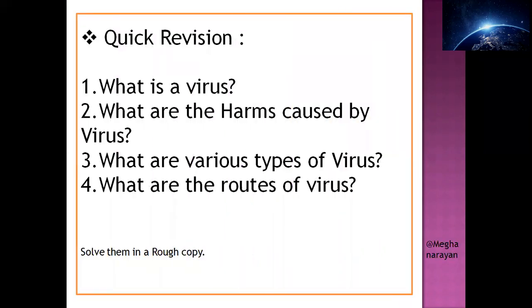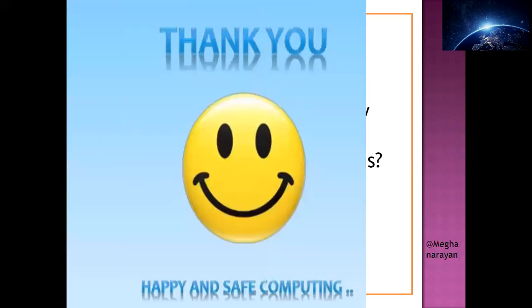And here comes the last one, quick revision, which involves 4 questions. You are supposed to do them in your rough copy. First one is what is a virus? Second, harms caused by viruses. Then the types of viruses and the routes of viruses. All 4 questions you can find in these slides only, so you are not supposed to worry. Once you have them, please note them down in your rough copy.